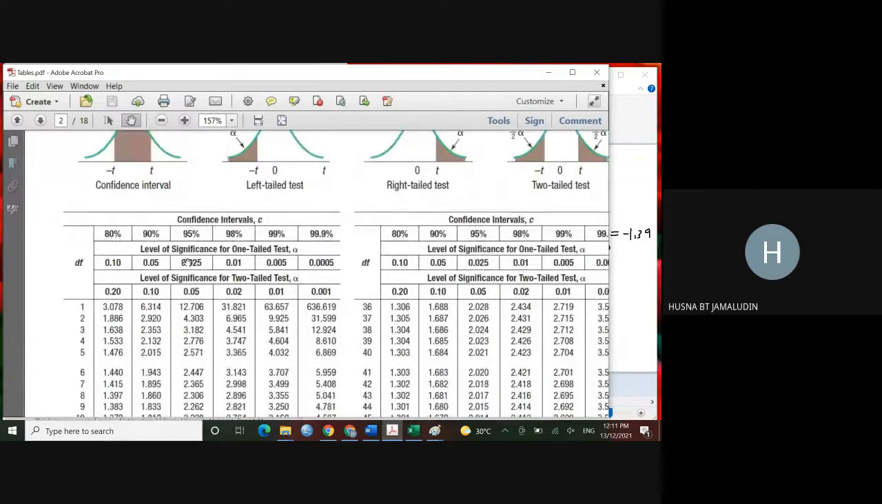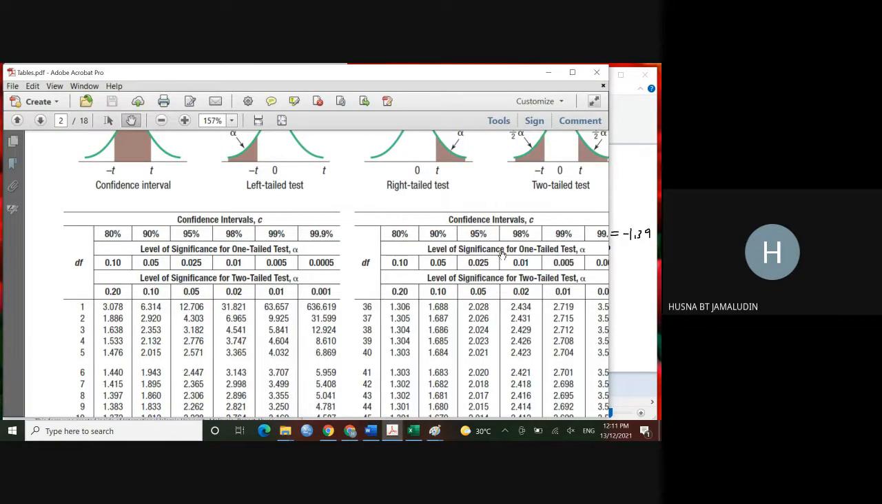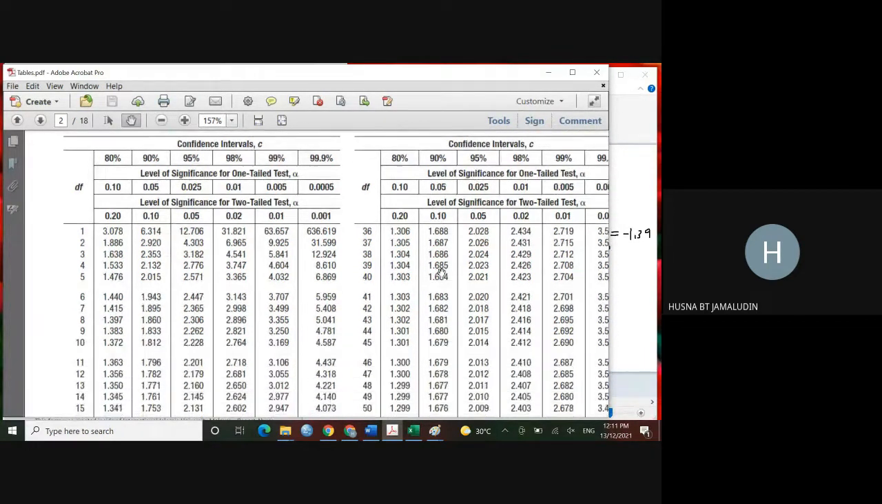Find the DF. So now, if you are using what we call T distribution, then you can apply your DF, which is n minus 1. What is your n? 60, right? 60 minus 1, so your DF should be 59. So for the level of significance, 1 tail test, the alpha is 0.05, so the DF is 59.